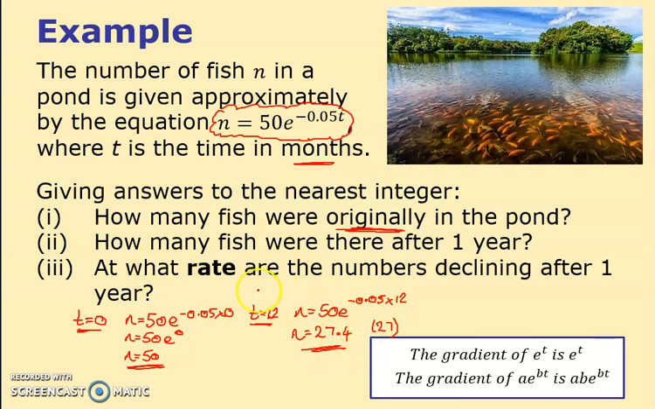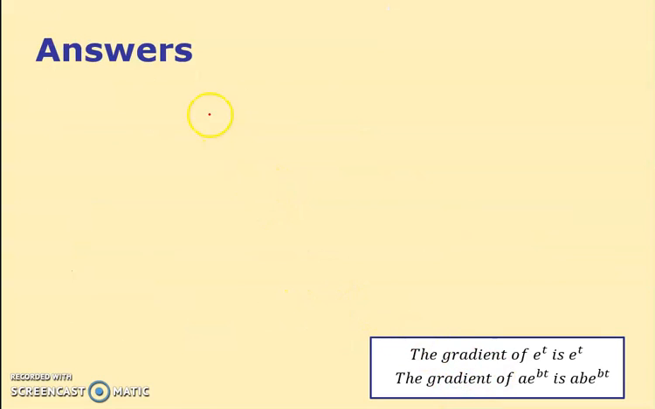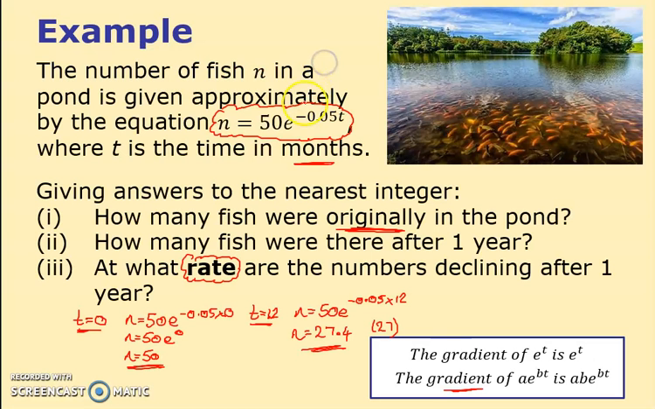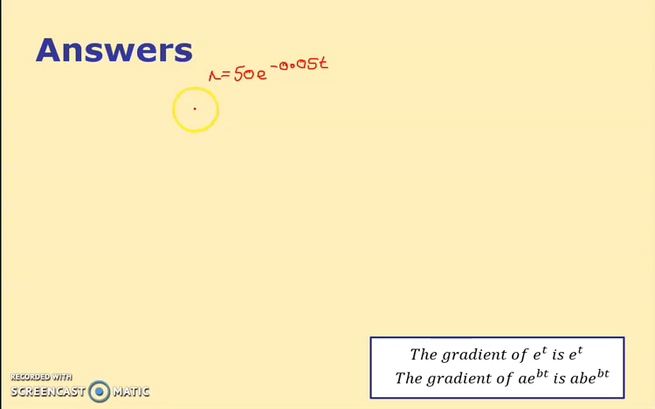Now, what's the rate? We're going to have to remember what rate means. Whenever you see the word rate, that's when it really wants you to find the gradient. So we're going to do that. So let me write this equation down on the next slide. It's n equals 50 e to the minus 0.05t. Let me just check that I've got that right. 50 e to, yes. And so I want dn by dt, I'm going to find the gradient. And I bring this down, it's 50 times negative 0.05 e, and then the power doesn't change, it stays the same.